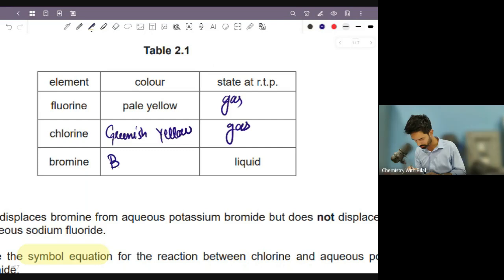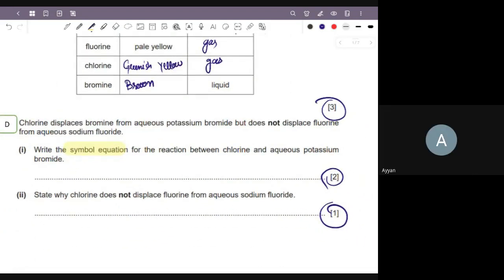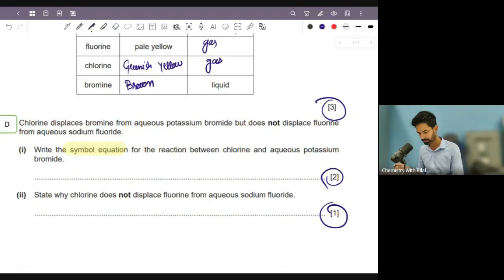Bromine is brown and orange. I mean, aqueous bromine is a liquid that is orange. Sir, if we write only green for chlorine, can we? Yes, you can write it. I think green is acceptable. Chlorine displaces bromine from the aqueous potassium bromide. So chlorine displaces bromine from potassium bromide.